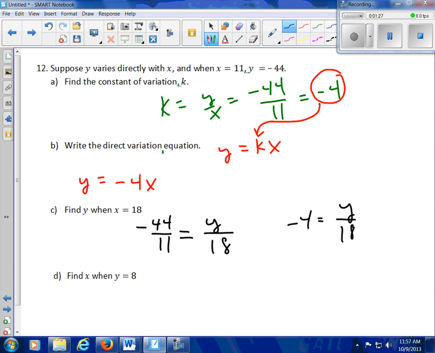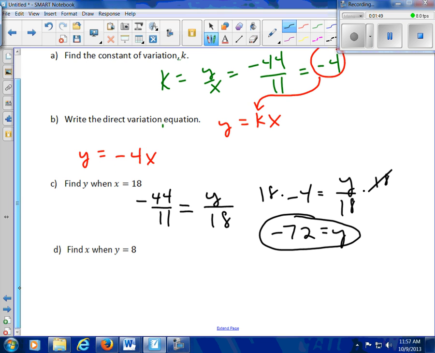I can get rid of that 18 by multiplying both sides of my equation by 18. And what I'm going to end up with is 18 times negative 4 is going to give me negative 72 equals y. So y in this case is negative 72. So what I have to do is I have to set up my proportions.